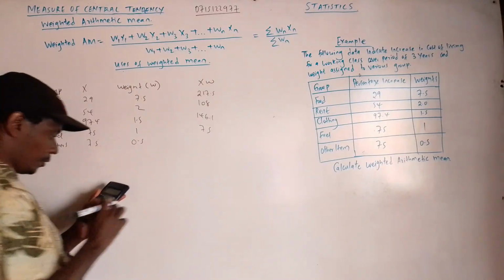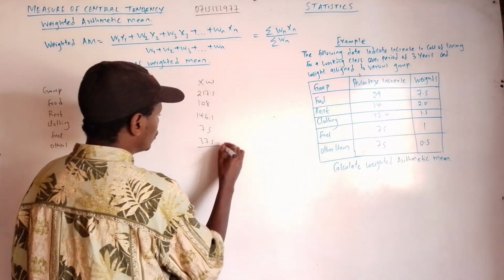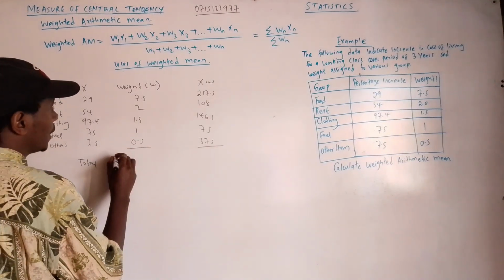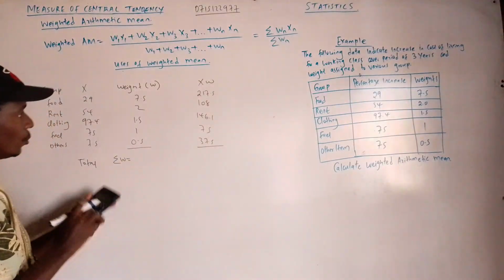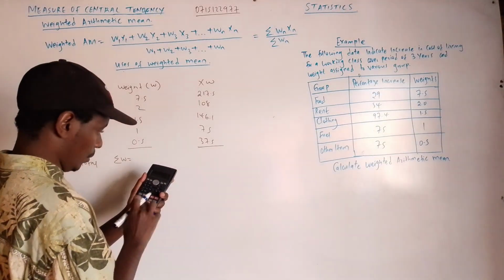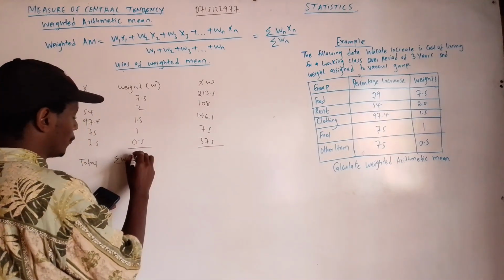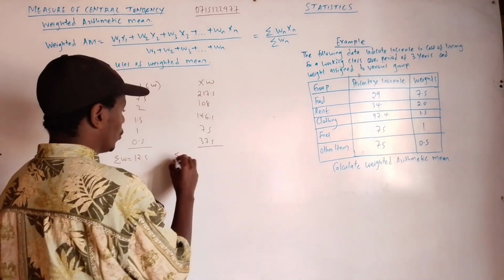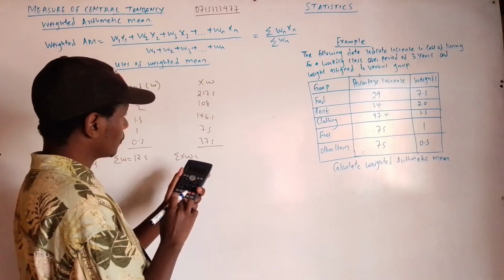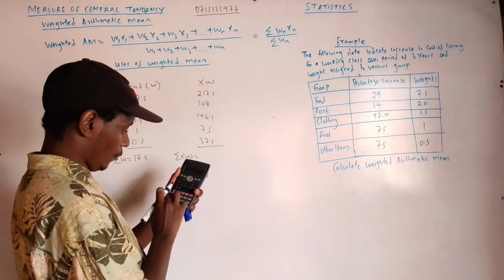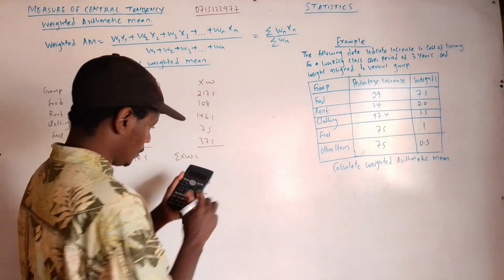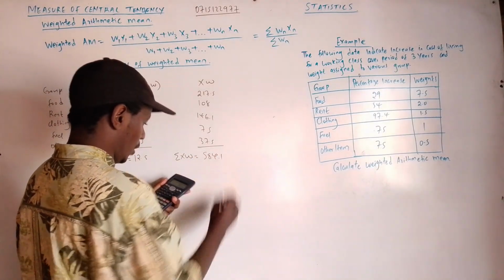That's 37.5. So we can find the total. The total here is the summation of weight, which is 7.5 plus 2 plus 1.5 plus 1 plus 0.5, which is 12.5. Then you have the summation of xw, which is 217.5, 108, 146.1, 75 plus 37.5, which is 584.1.